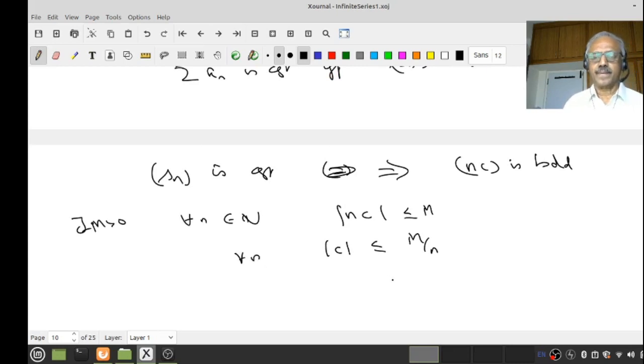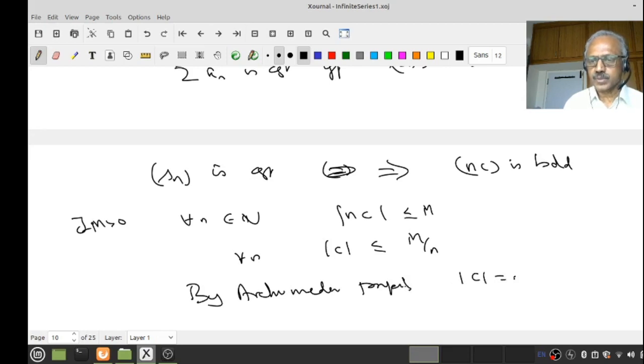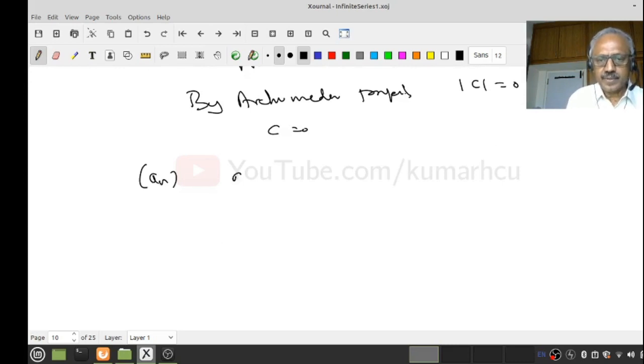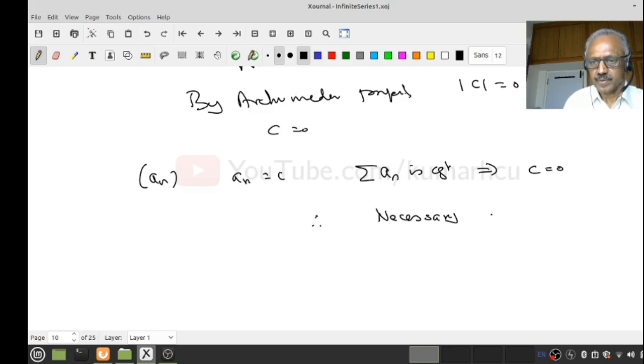Therefore, by the Archimedean property, mod C must be 0, because if mod C is not equal to 0, then there exists n so that n times mod C will be greater than M. You understand? Therefore n mod C must be 0. That means C must be 0. So what did we conclude? If an equals C, and if the series an is convergent, this implies C must be 0. It's a necessary condition, because I assumed the series is convergent, then I arrived at C must be 0.